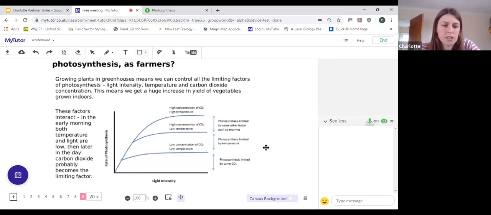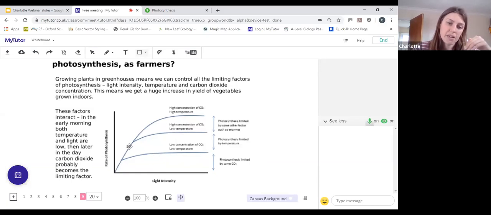So we can see that at the beginning, rate of photosynthesis increases with light intensity, along with any other factor that you've introduced. But then it plateaus off in the first place when you have a low concentration of CO2 and a low temperature. That keeps the rate of photosynthesis quite low. And here it's put on the right that at this point photosynthesis is limited mainly by CO2, obviously temperature as well.